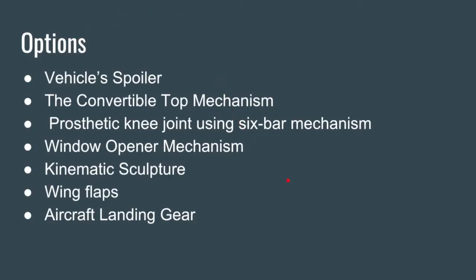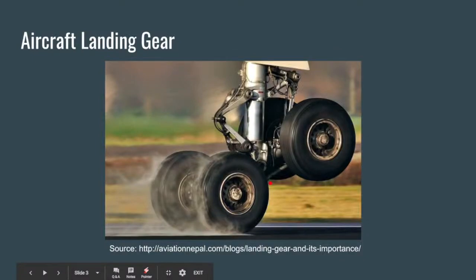When we were first given this project, we were given a set of options to choose from as far as the mechanisms are concerned. We were given a vehicle spoiler, a convertible top mechanism, a prosthetic knee joint, a window opener mechanism, a kinematic sculpture, wing flaps, and finally an aircraft landing gear. As a group, we decided to go with an aircraft landing gear.